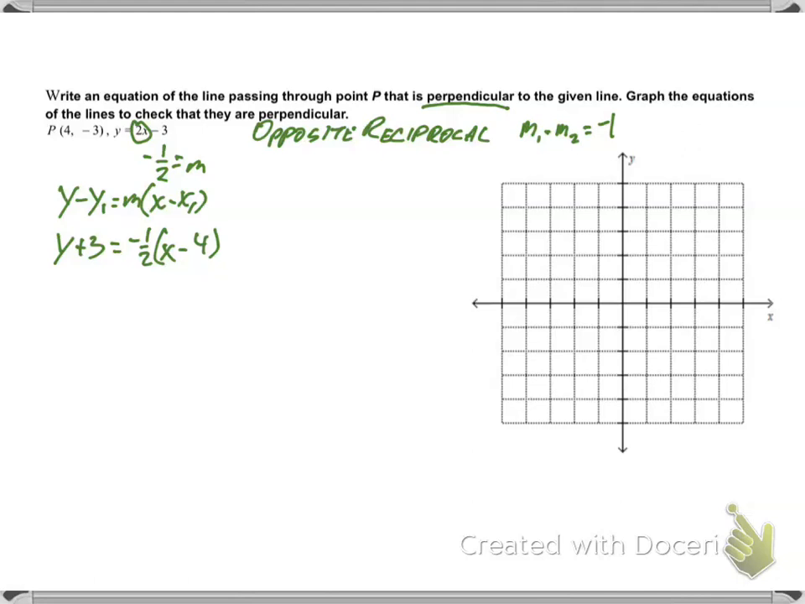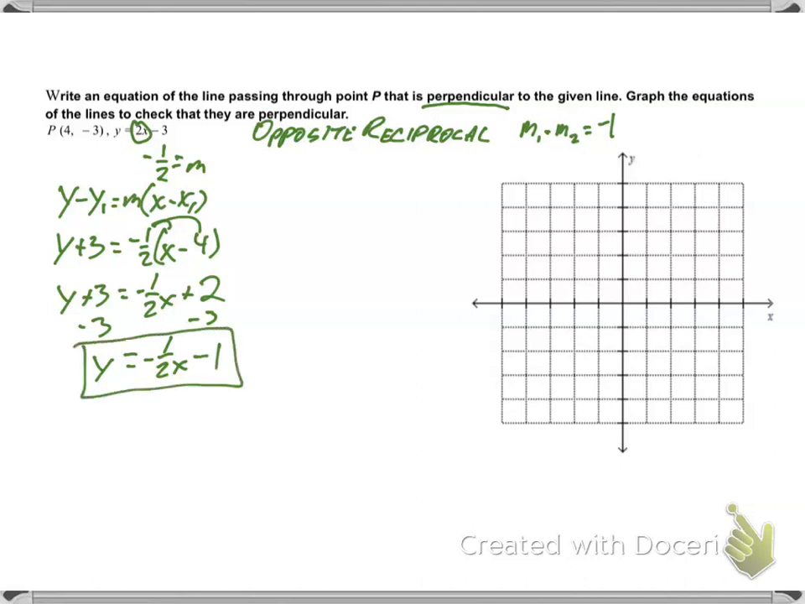All right, so first thing I'm going to do is distribute this negative 1/2 in there. So y plus 3 equals negative 1/2 x. And negative times negative is a positive. So 1/2 times 4, well, half of 4 is 2. And now I just move my 3 over. So minus 3, and y equals negative 1/2 x. And 2 minus 3 is negative 1. And this is my new equation.